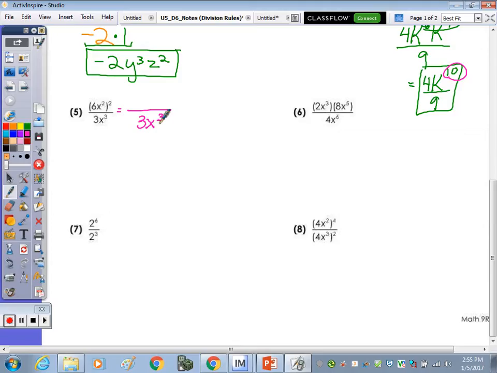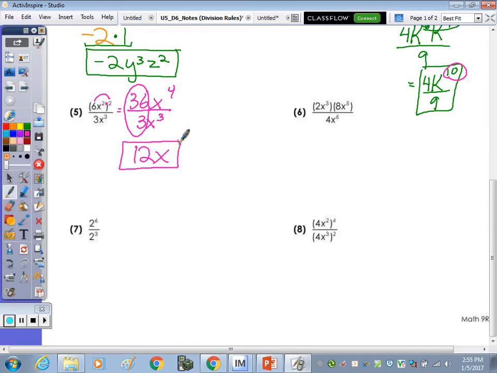What is 6x squared squared? Not 12. 6 squared is 36. x to the power 4. Then divide. So save the division for last. 36 over 3 is 12. x to the first, or just 12x.